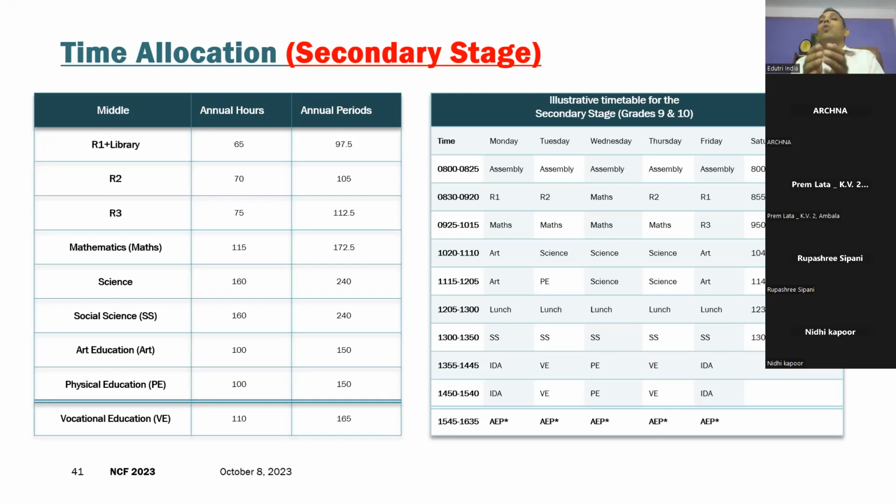Then mathematics 172.5, science 240, social science 240, art education 150, physical education. Now see this, it is not like we put one sports period in a week and that becomes physical education. No, it cannot happen. Why? Because though there is no board, somebody from outside will come to your school, there will be an examination, and 100 marks will be there. How will you put the 100 marks?